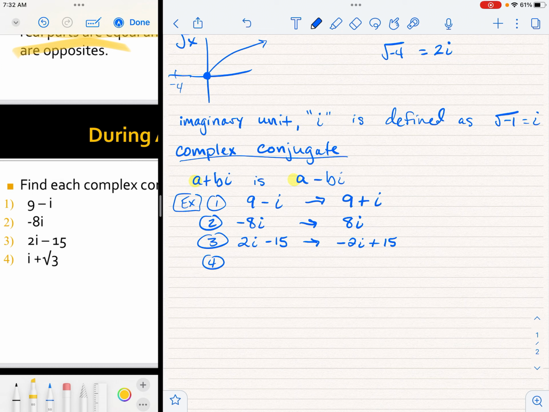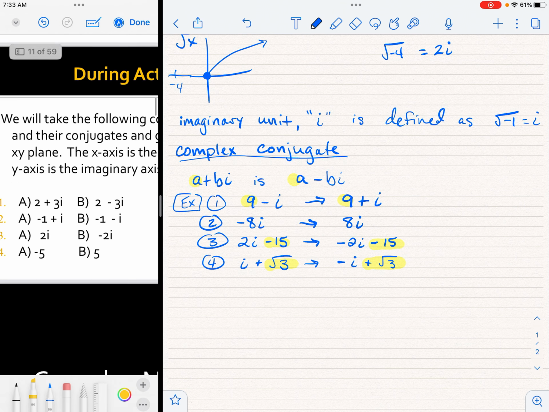Number 4, i plus the square root of 3. Again, change the imaginary part. That becomes negative i plus the square root of 3. And I'm sorry, number 3, this should be a minus 15 because we're not changing the real portion. This should stay the same. These should all stay the same, and they do. The only thing that changes is the imaginary part.